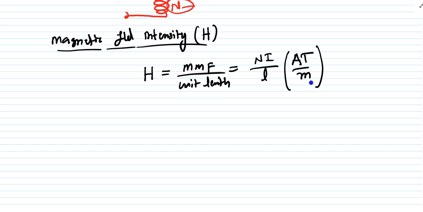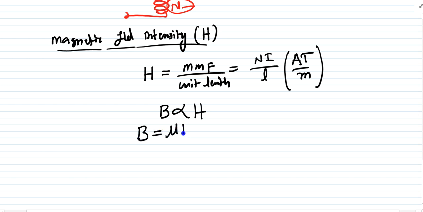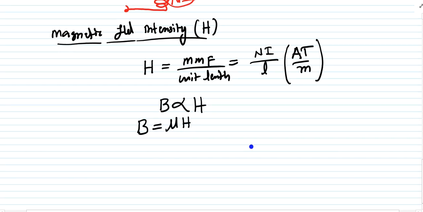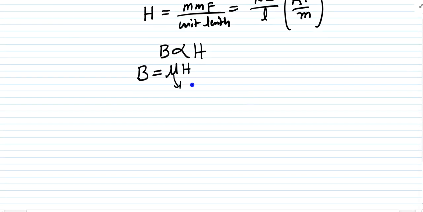Moreover, the magnetic flux density and the magnetic field intensity are directly proportional to each other. B is directly proportional to H, and if you remove the proportionality sign, then mu H comes in, where mu is called the permeability of the material. So what is this? We have to define it here.